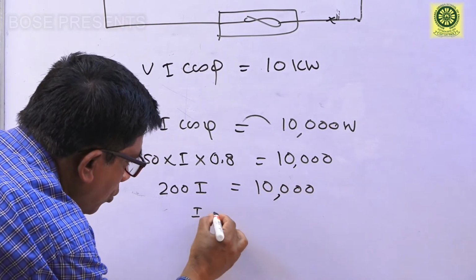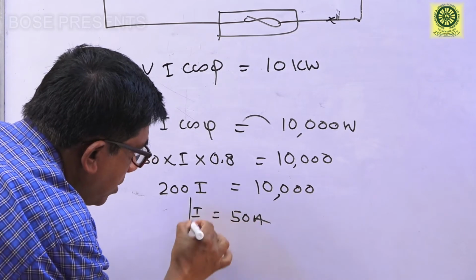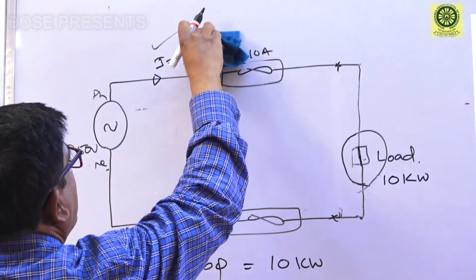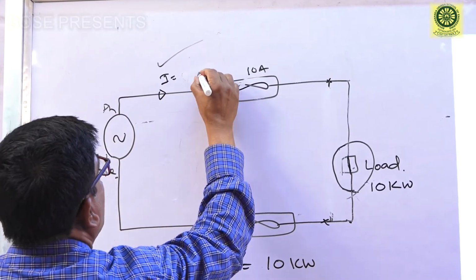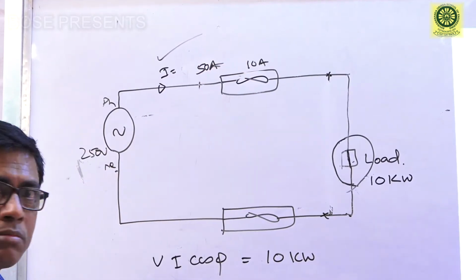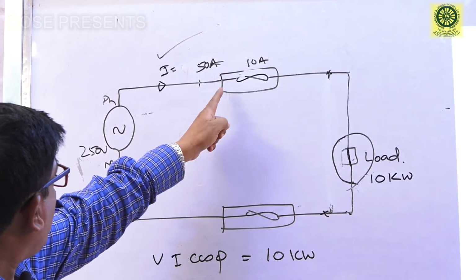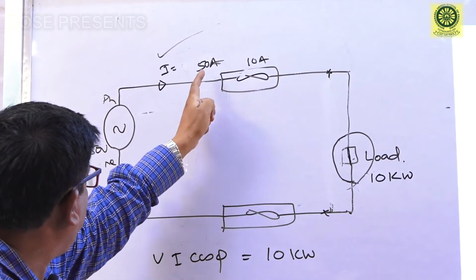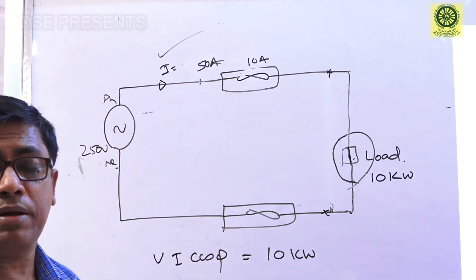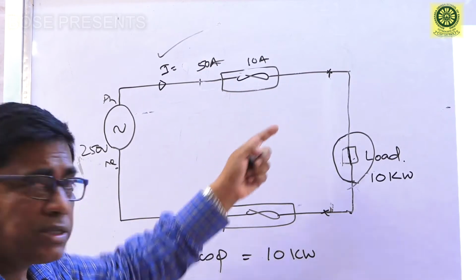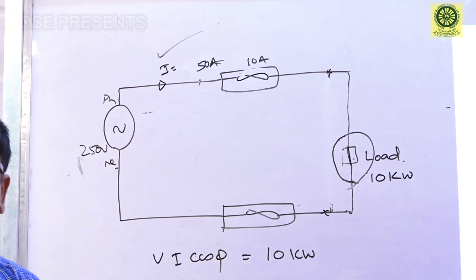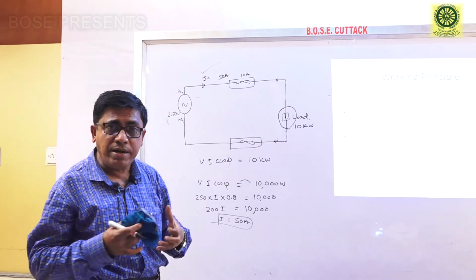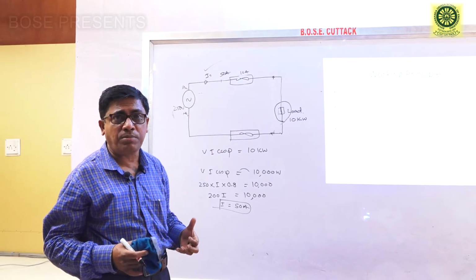Or I is equal to 15 ampere. So the current here is 15 ampere. So what will happen? For this load of 50 ampere, the current will pass through the fuse element. But the capacity of the fuse is 10 ampere. So immediately it will start heating, immediately it will start melting, and within no time it will be disconnected from the source supply.